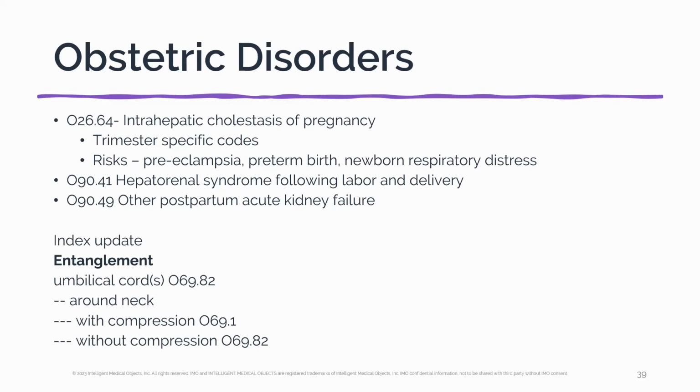The mother has a greater risk of preeclampsia and gestational diabetes. There may be a preterm birth and a risk of newborn respiratory distress, meconium staining, and even stillbirth. Mothers that have ICP are at risk long-term for other diseases like cholelithiasis, pancreatitis, and even hypothyroidism.